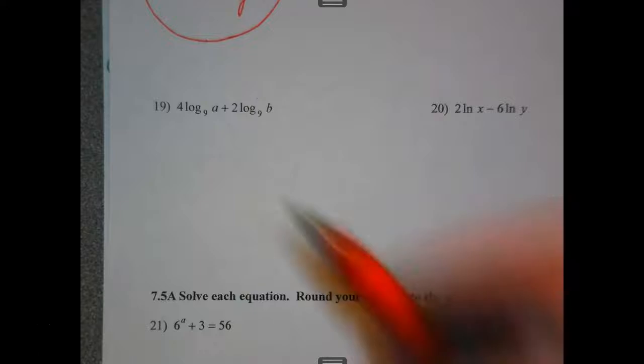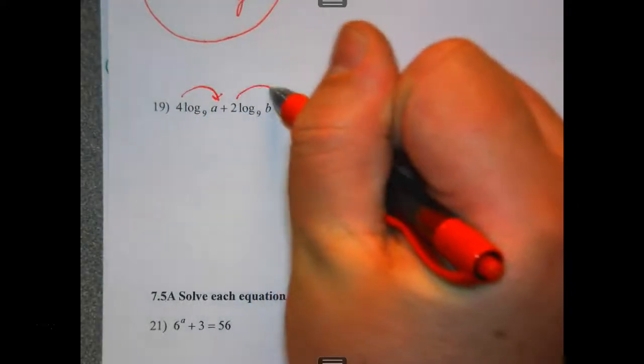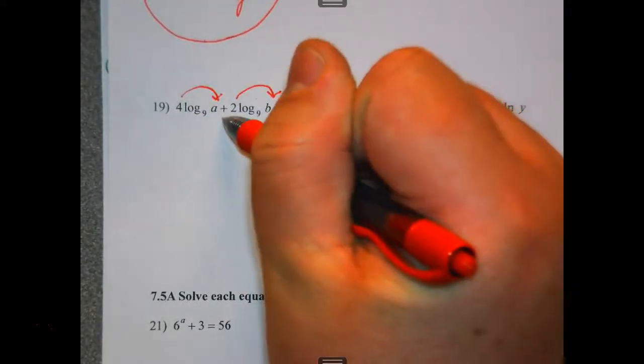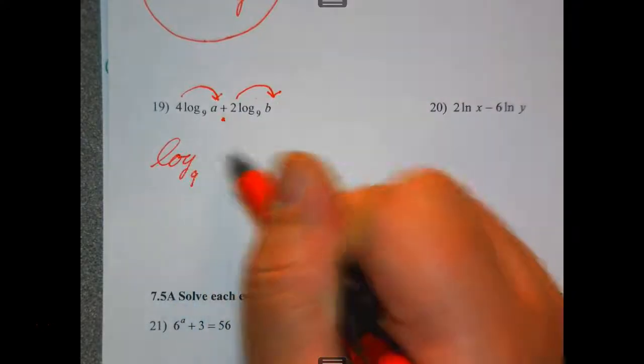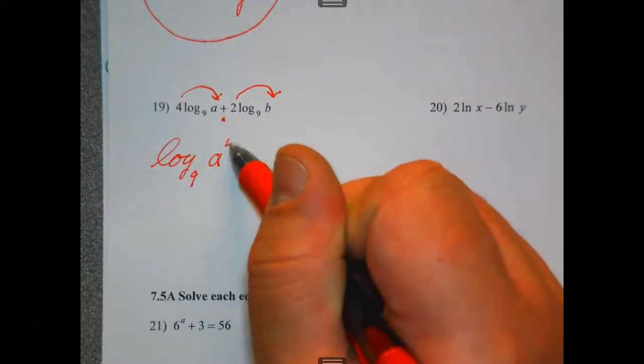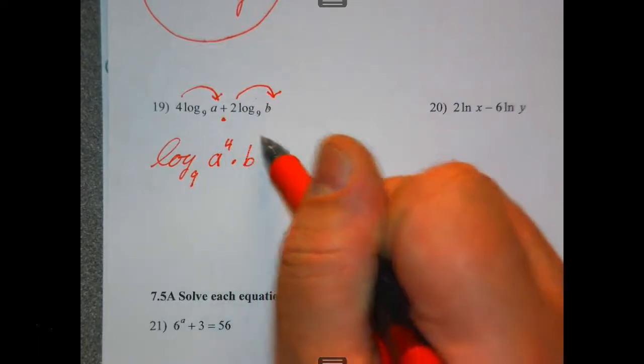Number 19. 4 is an exponent of a, 2 is an exponent of b. Multiplication, log base 9 of a to the fourth times b to the squared.